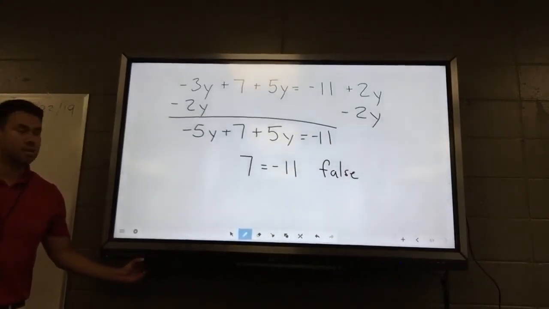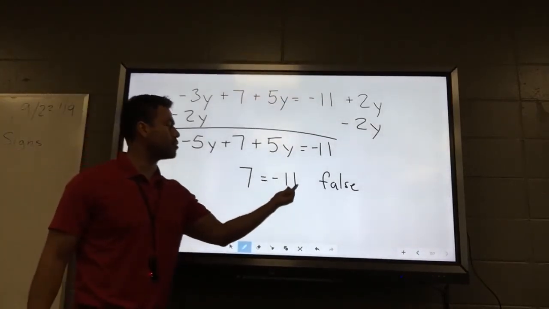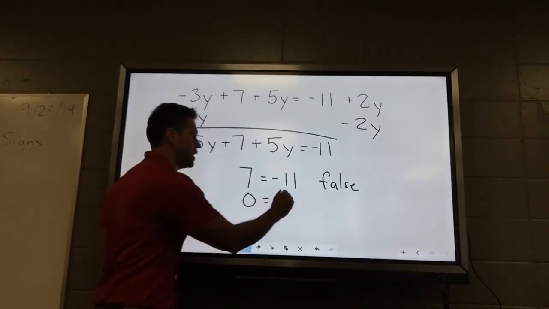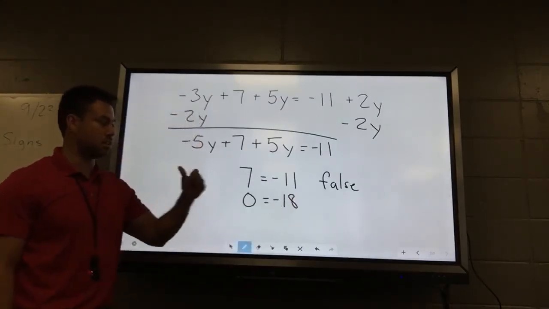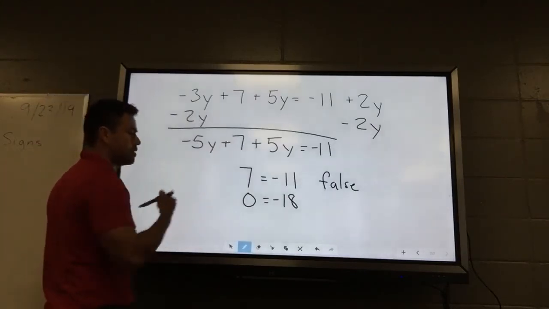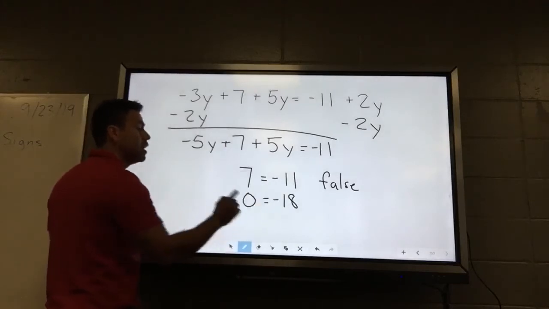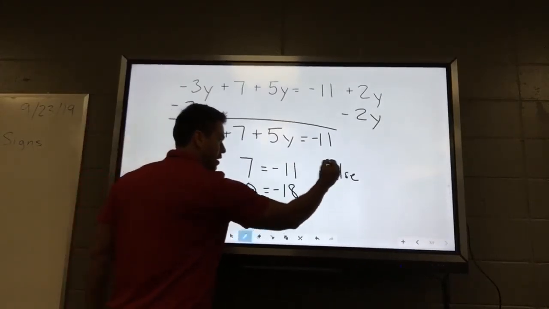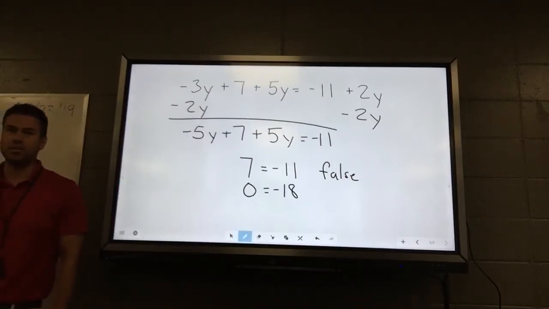Could you put 0 equals -18? Yeah, because if you subtracted 7 from both sides, you would have gotten 0 equals negative 18. Or 18 equals 0. Technically, you could also have gotten that. Yeah, positive 18 equals 0, because change side, change signs. But all of these are going to be false. And so what did you think was your answer?